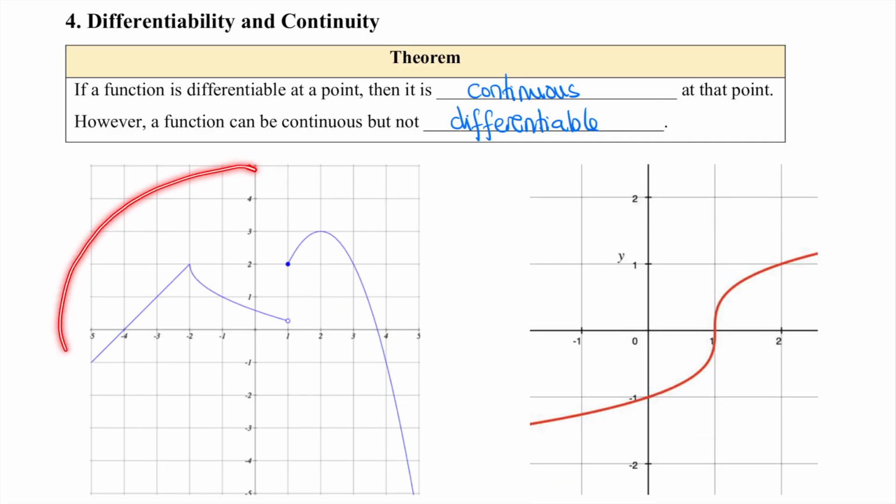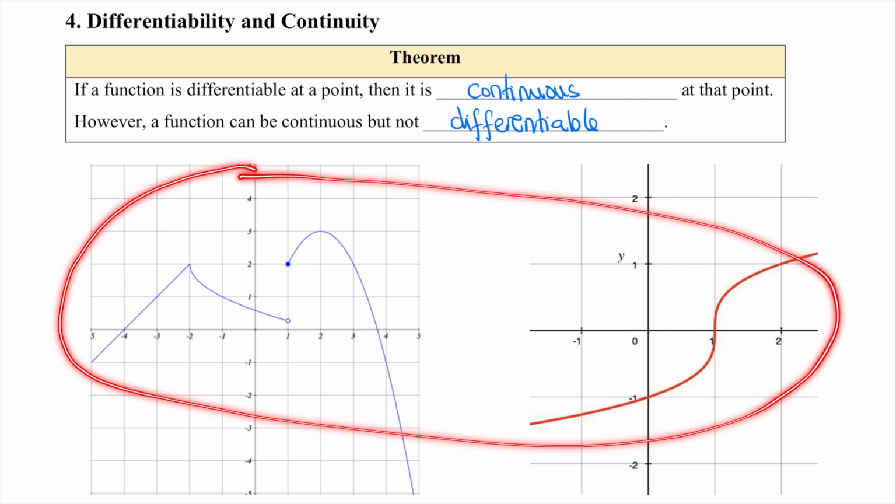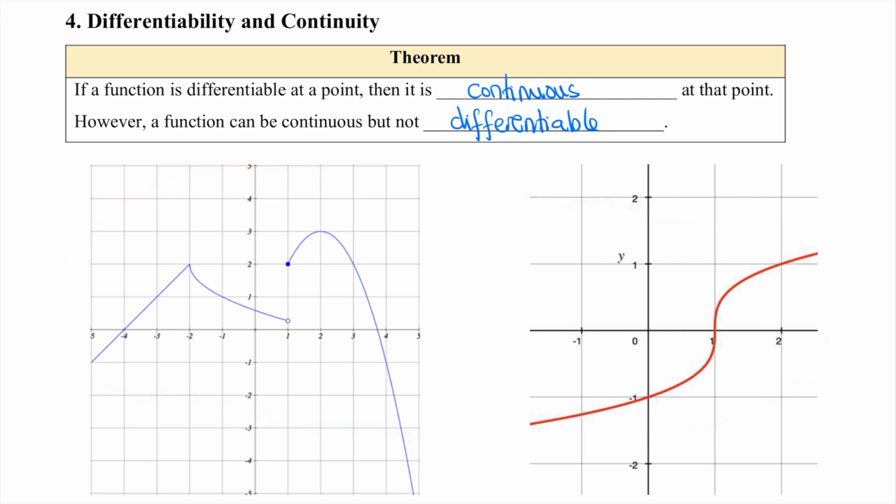Now, let's look at these graphs to see situations where the derivative does not exist. Remember, the derivative represents the slope of the tangent line. So for a function to be differentiable, we must be able to draw one clear tangent line with one slope. If we cannot determine one single slope, then the function is not differentiable there.